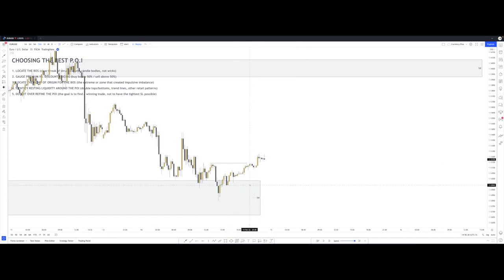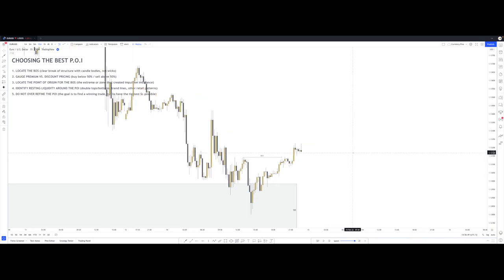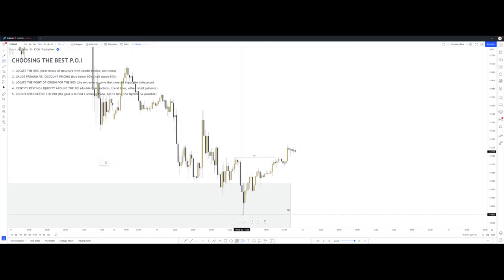Now, a couple things here. Locate the break of structure. This is clearly the break of structure. That's step 1, right? Gauge premium versus discount pricing. This part is very subjective, okay? Because we are on the higher time frame. So technically you could drag the Fibonacci or Gann box tool from here to here. And in that case, it would certainly look like we're in premium and shouldn't be buying.